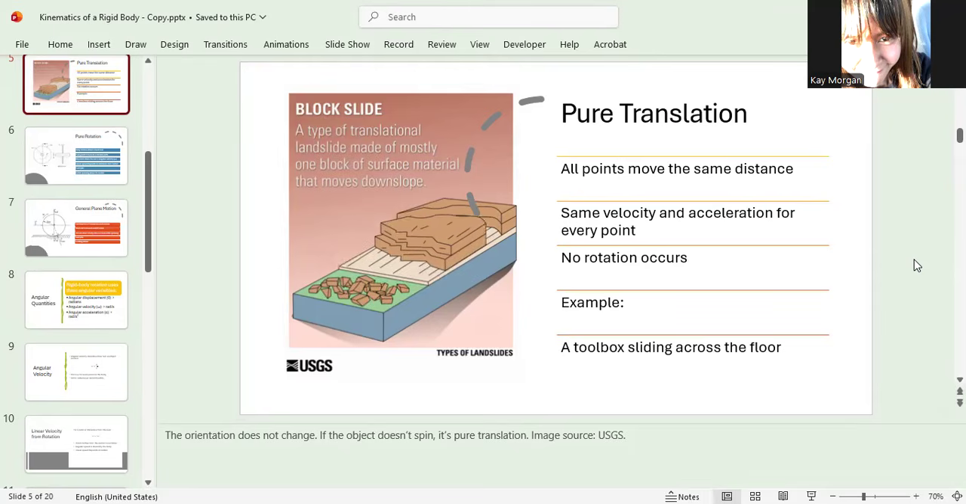So a simple engineering example, let me think what to give you. Pure translation is like a toolbox sliding across the floor, just like this block sliding. Here's your landslide right there. Every corner of that toolbox is going to move together, so all the points in that toolbox move together. The toolbox keeps the same orientation the entire time of that motion. So whenever you see a motion where the object slides without spinning, you should immediately classify that motion as a pure translation.